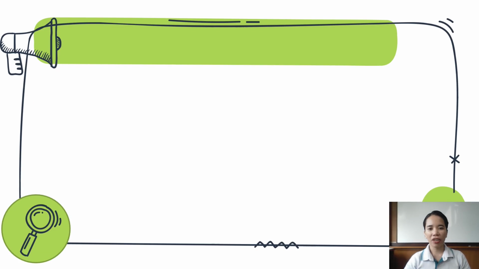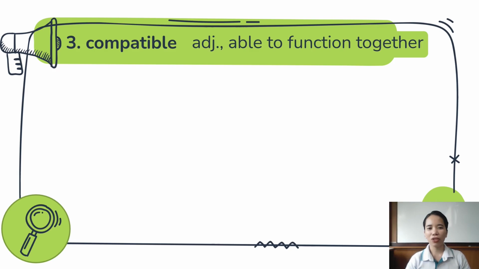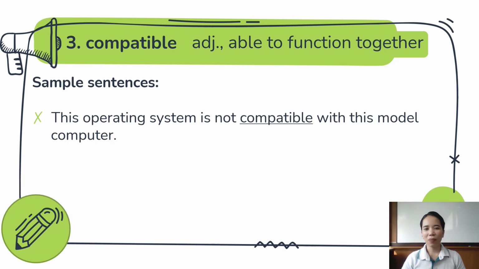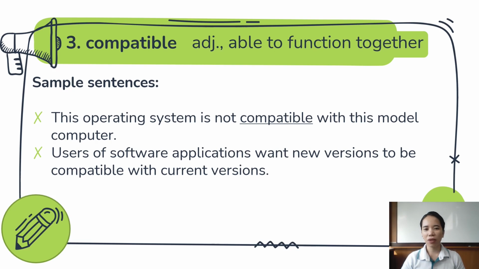The third vocabulary is compatible. It's an adjective which means capable of existing together or able to function together. First example is, this operating system is not compatible with this model computer. And next one, users of software applications want new versions to be compatible with current versions.